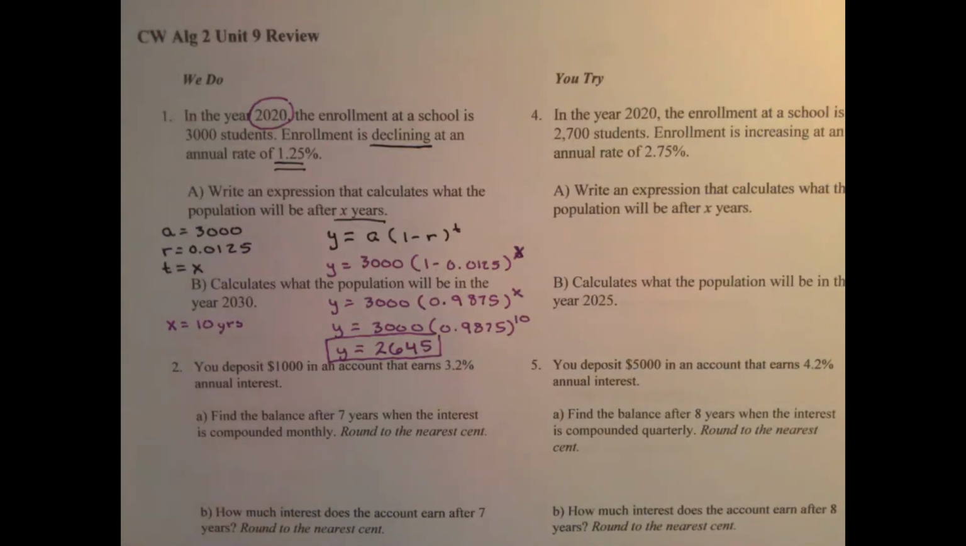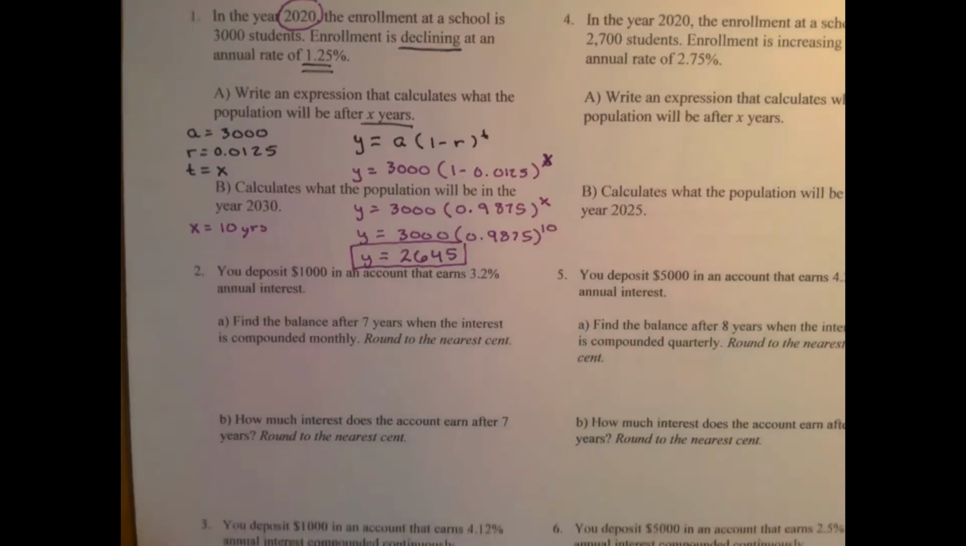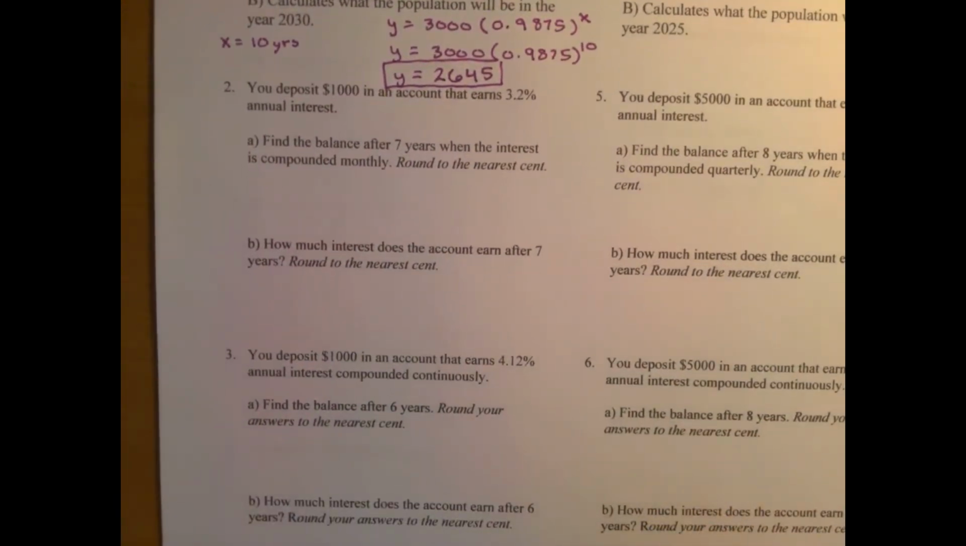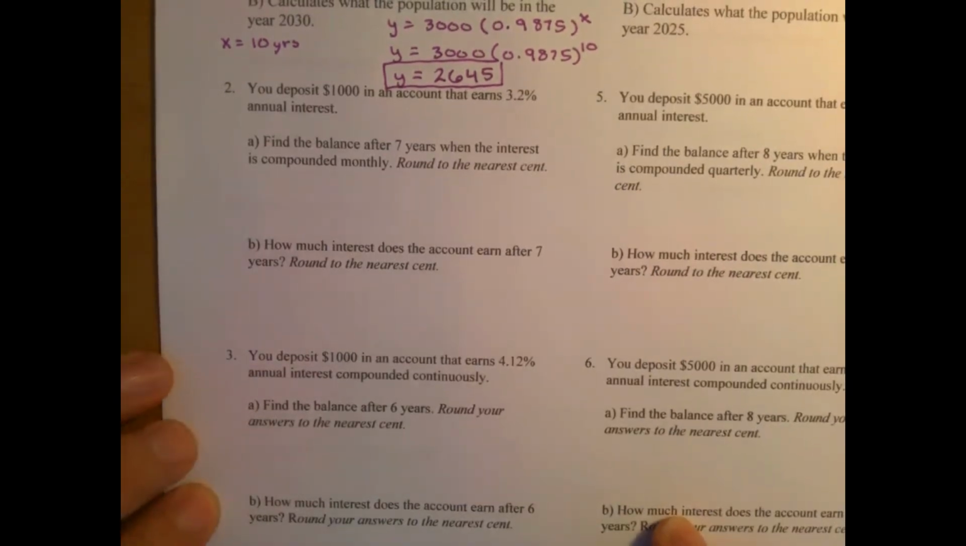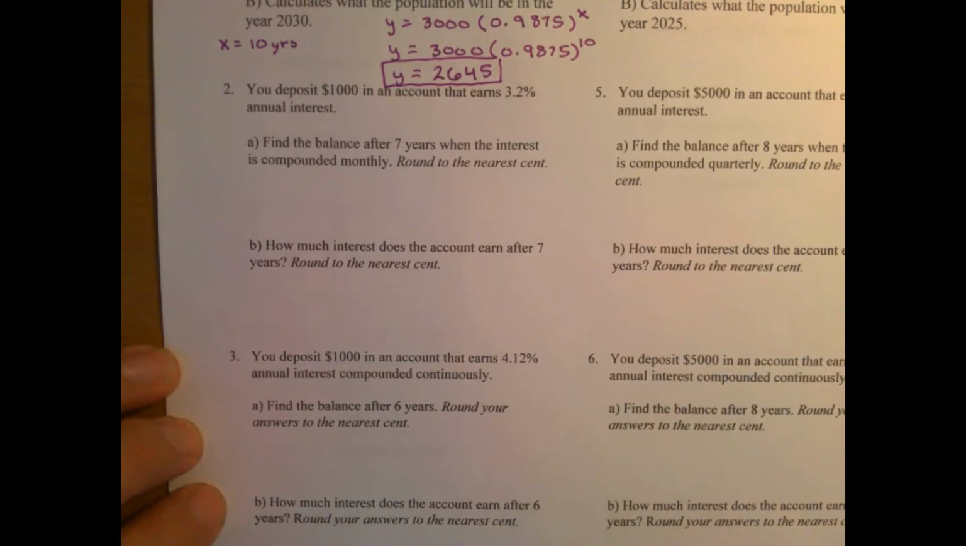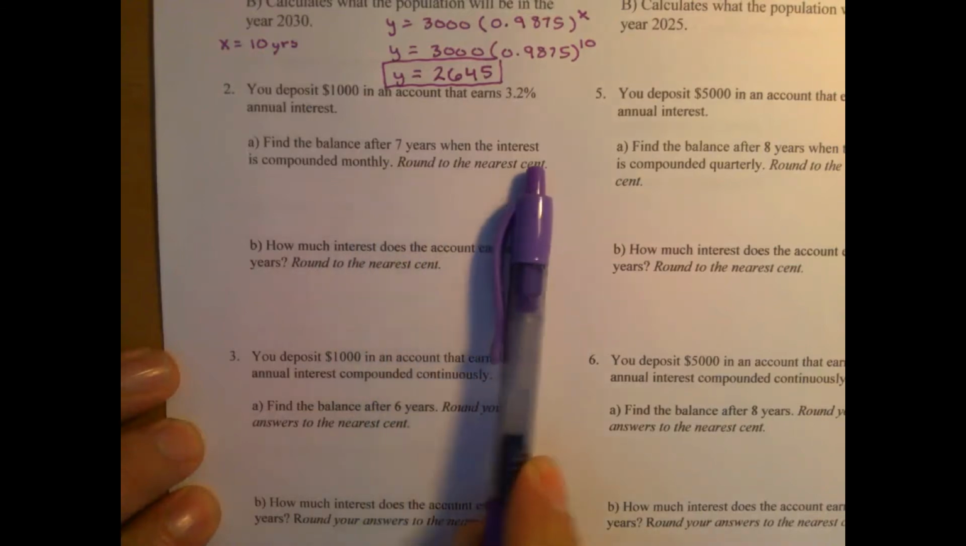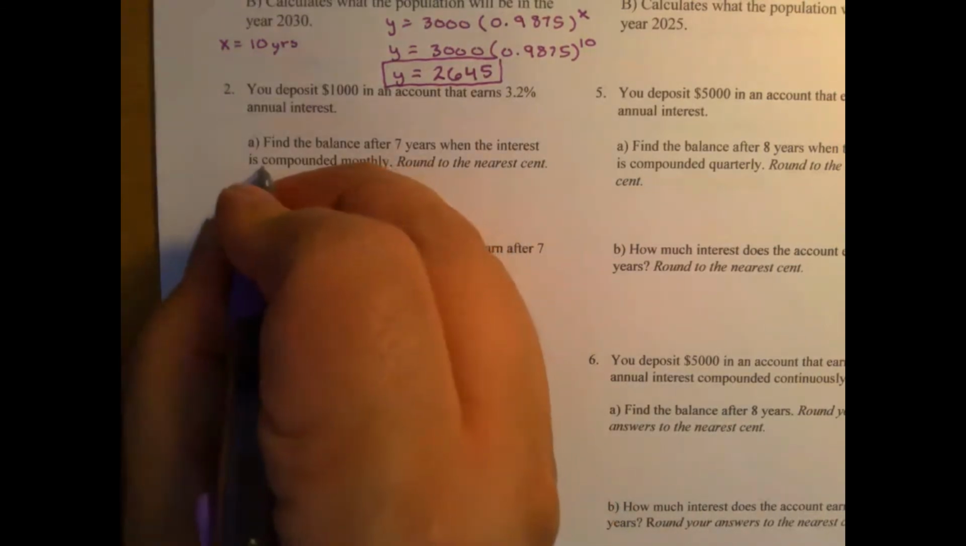Now, moving on to number 2. Number 2 is yet another one of these. This is from section 9.1, if you remember. So remember, use your word wall. Use your notes right now to get ready for this test. And it says, you deposit $1,000 in an account that earns 3.2% annual interest. Find the balance after 7 years when the interest is compounded monthly.